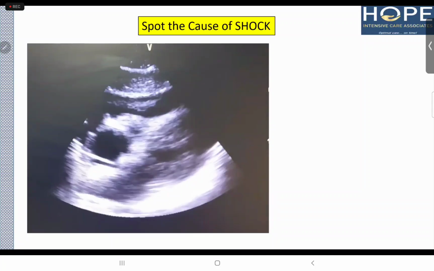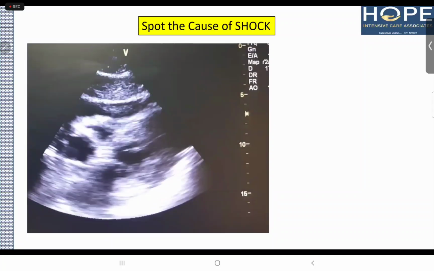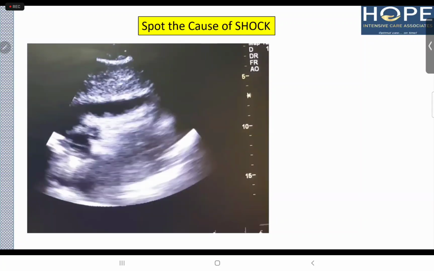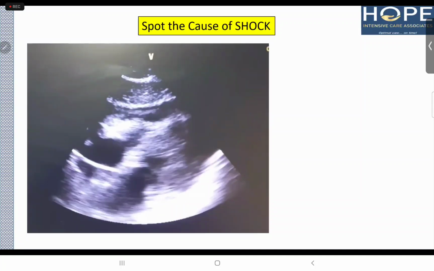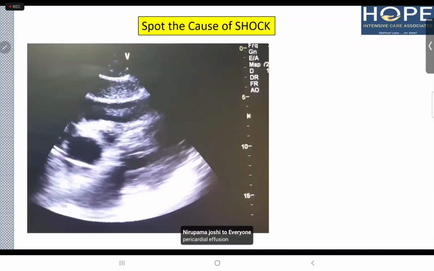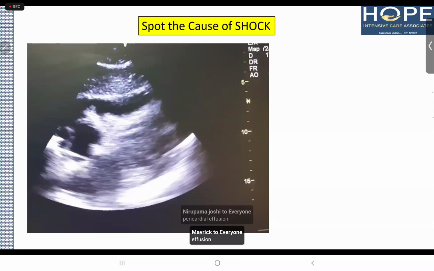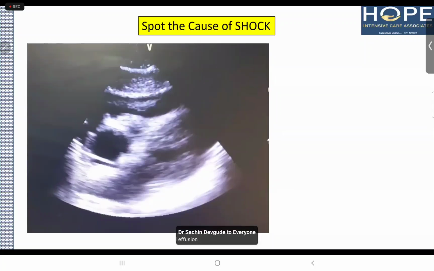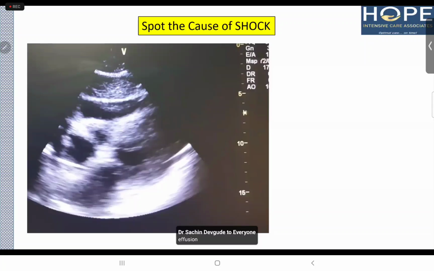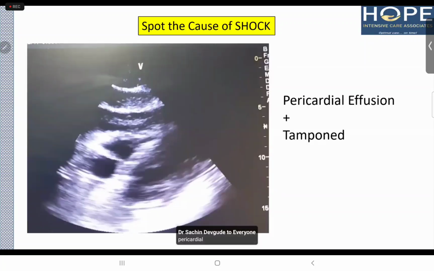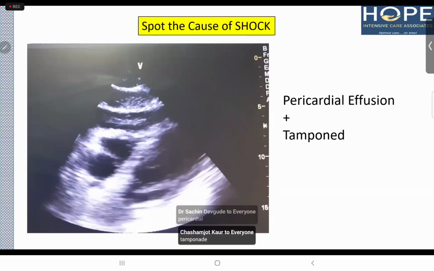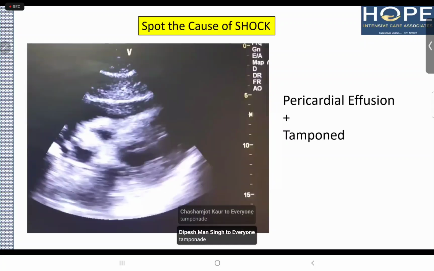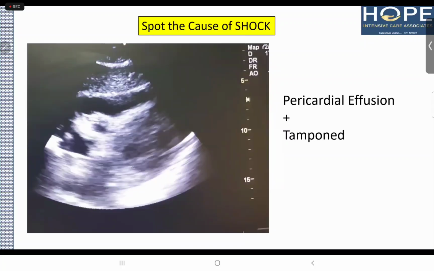Everybody will appreciate that. So everybody says this is pericardial effusion. Is there tamponade? Again, the ideal answer would be yes, there is pericardial effusion and tamponade with diastolic collapse. But is this the end of the story? No, you will complete the protocol.